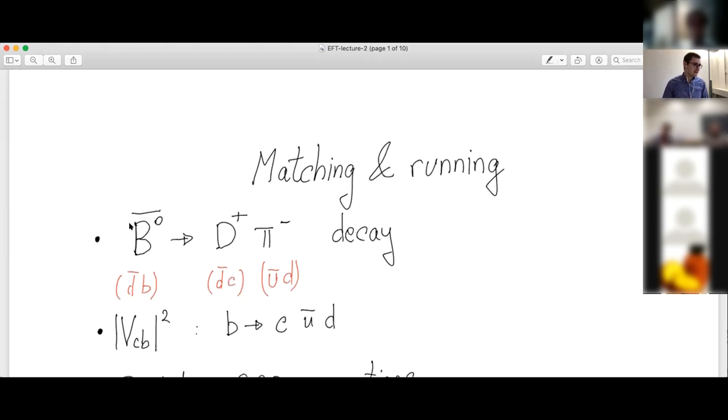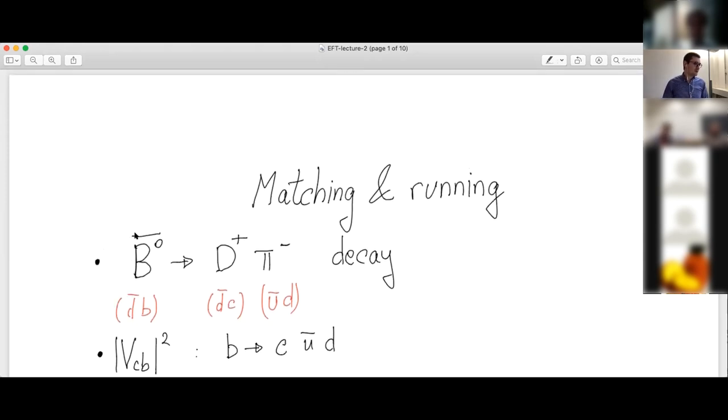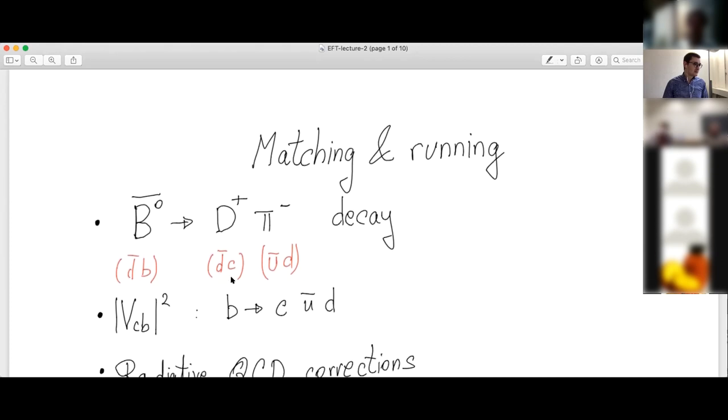A B meson is a QCD bound state of a D quark and a B quark. The D meson is a D quark and a charm quark, and the pion has an up and a down quark. So this decay is a hadronic decay of a B meson.